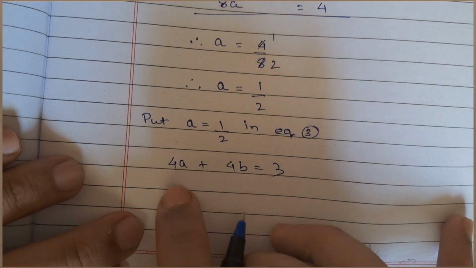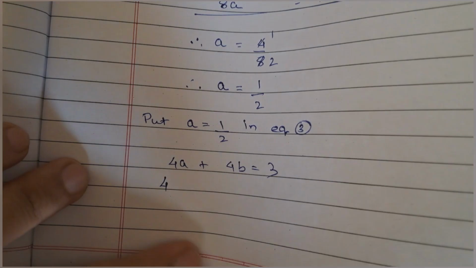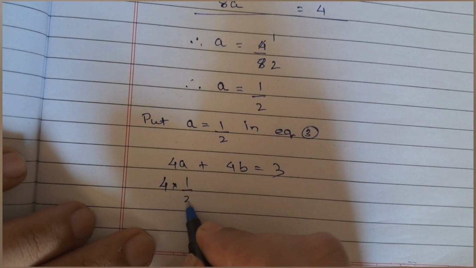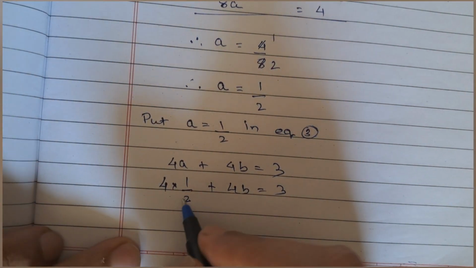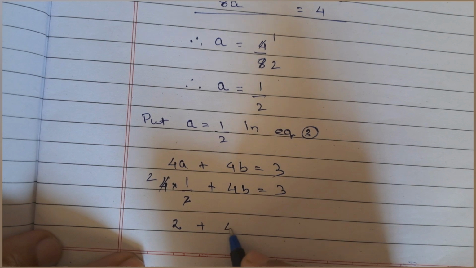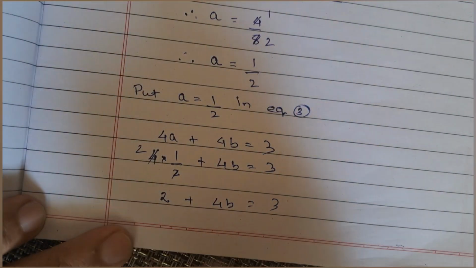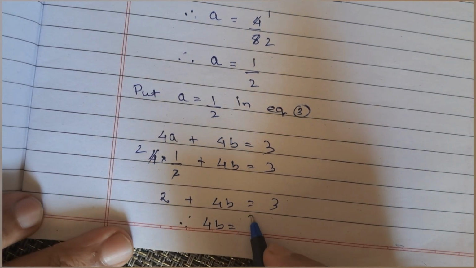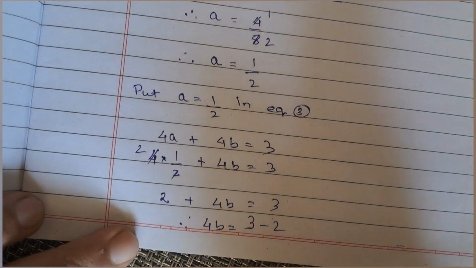And now I will put the value of A inside it, right? So it will become 4. Beside 4, I will just put 1 upon 2. And 4B is equals to 3. 2 1s are 2, 2 2s are 4, so 4 by 2 is 2. So I have finally 2 plus 4B is equals to 3. And I will send this 2 first over here. So it will become, therefore 4B is equals to 3 minus 2. So 3 minus 2 is nothing else but 1, right?